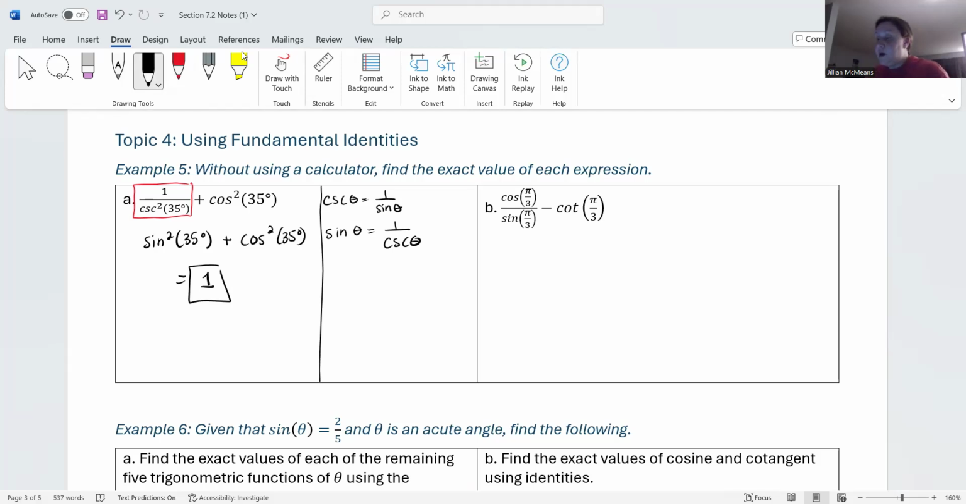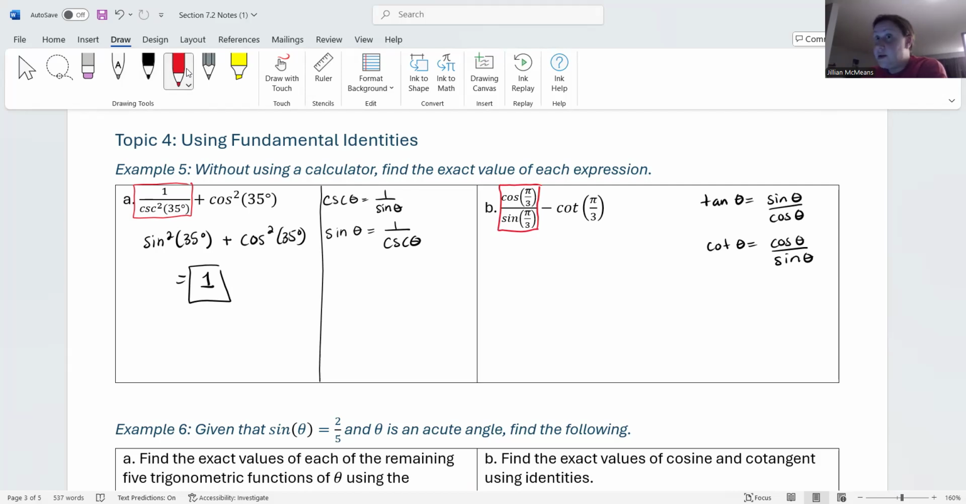Okay, now for part B, we have cosine of pi over 3 divided by sine of pi over 3 minus cotangent pi over 3. Again, a lot going on. But anytime we see sine and cosine written as a ratio, we should start thinking quotient identities. What we need to remember is that tangent of theta is equal to sine of theta divided by cosine theta. And we already know that tangent and cotangent have this reciprocal relationship, so cotangent of theta is equal to cosine theta over sine theta. That's really helpful in this example.